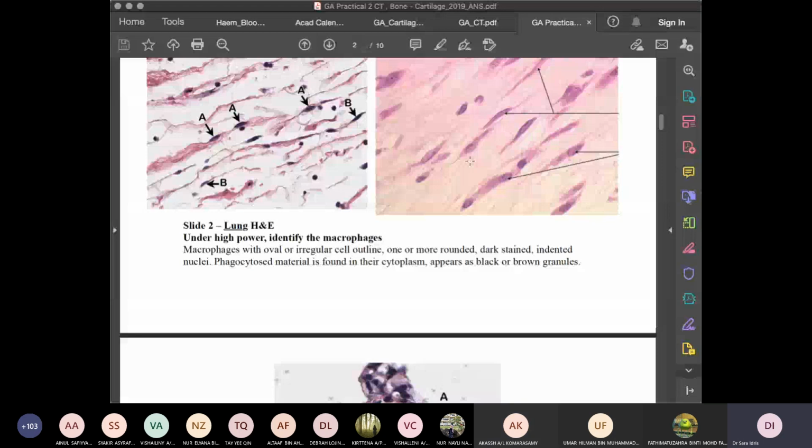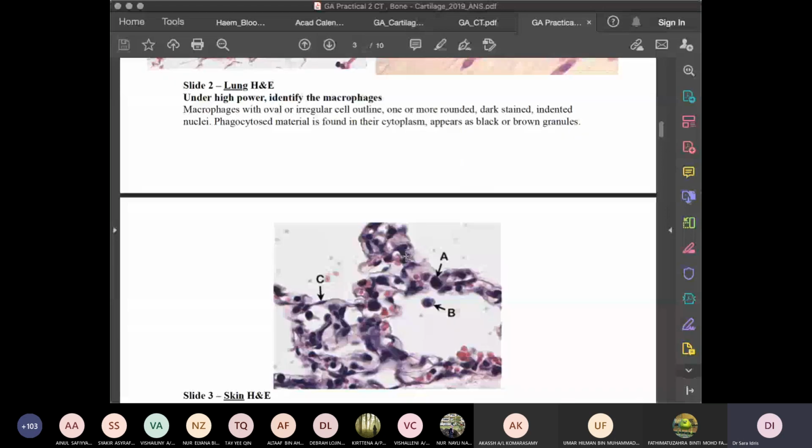Okay, now we're going to move on to the lungs. For the lungs slide here, what we're going to look for is the macrophage. So macrophages can be either a wandering cell or a fixed cell, depending on its location.